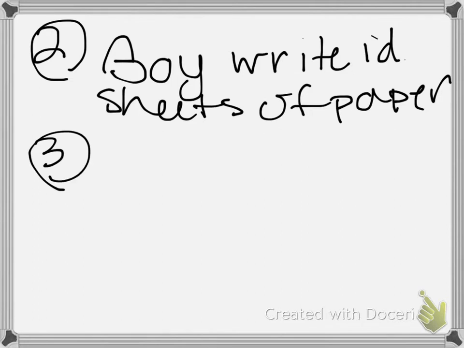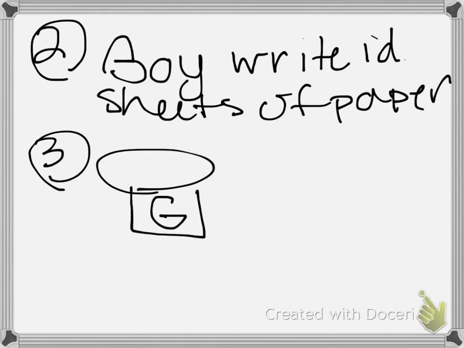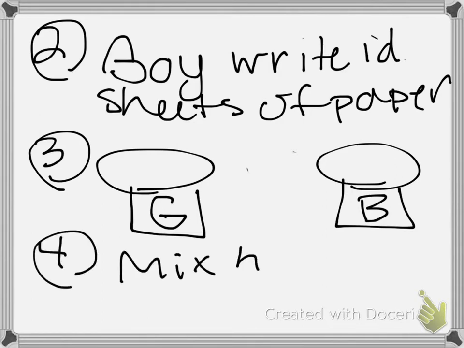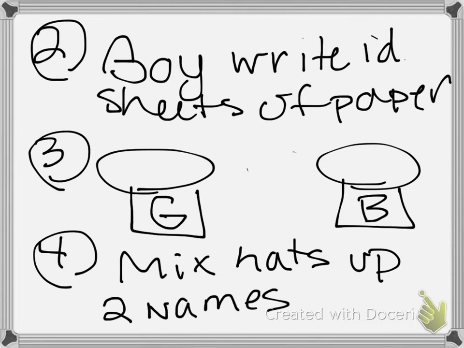Number 3, the girls would put all their names in the girls' hat. The boys would put all their names in the boys' hat. You need to say that in words, obviously not draw pictures like I did. You mix the hats up. If you want 50% girls and 50% boys, and you have 4 volunteers, you would take out 2 names from the girls and 2 names from the boys. This is called a stratified random sample.